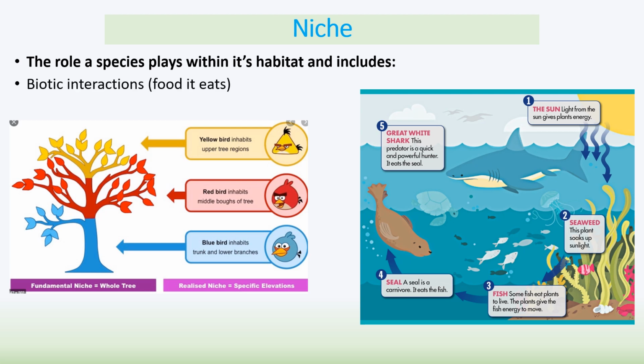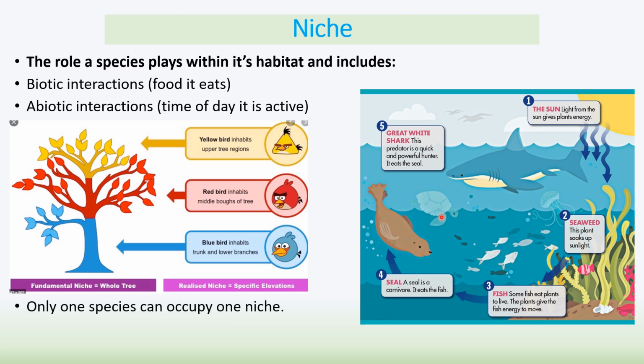And it can include any biotic interactions. So for example, in this example here, you've got the shark plays the part of the apex predator, so its role is eating the other organisms, whereas a seaweed is the photosynthesizer, so absorbing the sunlight and creating the food for the food chain. Or it could be that it has abiotic interactions, so it could be the time of day it's active, so it might be at night time. It has a particular role as a nighttime predator because it hunts at night time only. And only one species can fully occupy one niche.